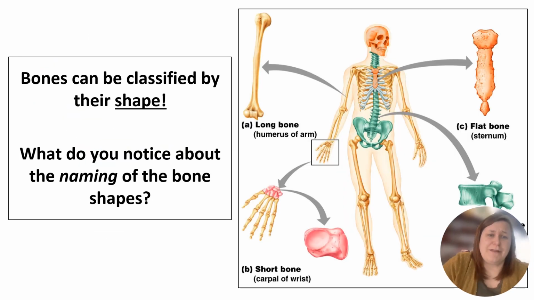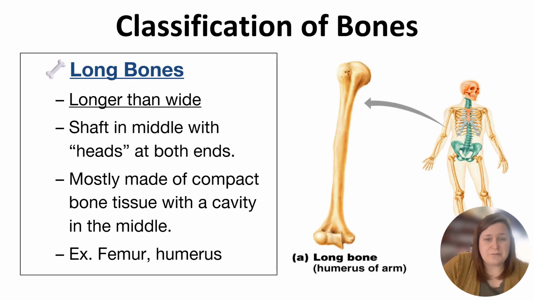So bones are primarily classified by their shape. So if you look at these bones pulled out here, you can see the naming of them is very characteristic to how they are shaped. So the first we're going to talk about are long bones. Long bones are going to be longer than they are wide.